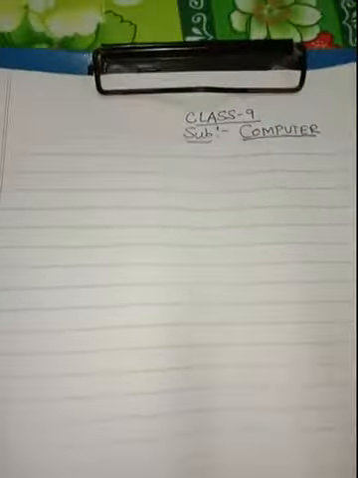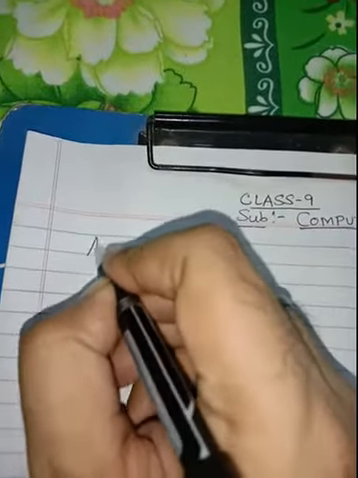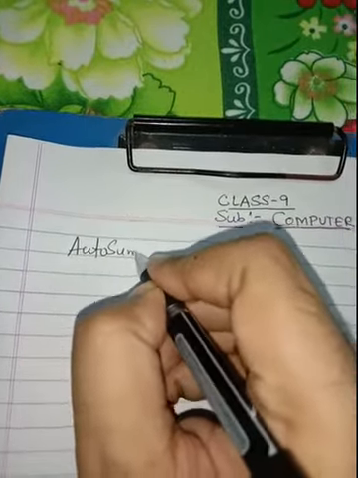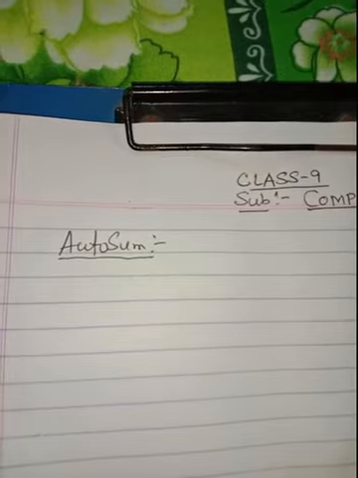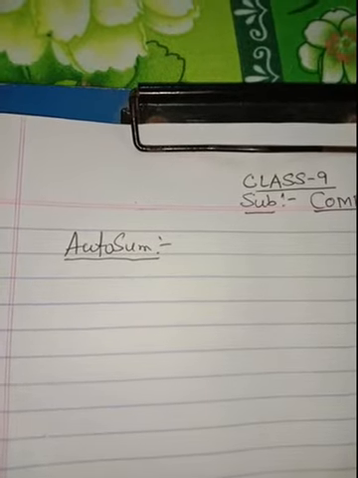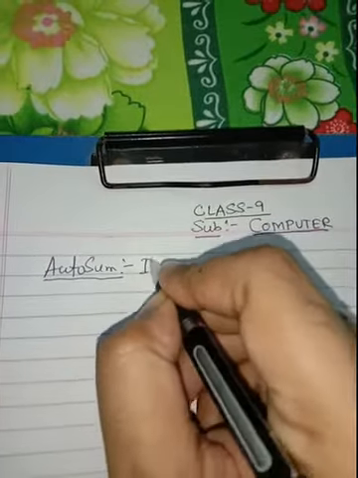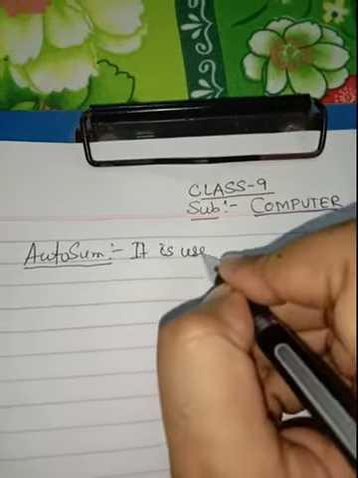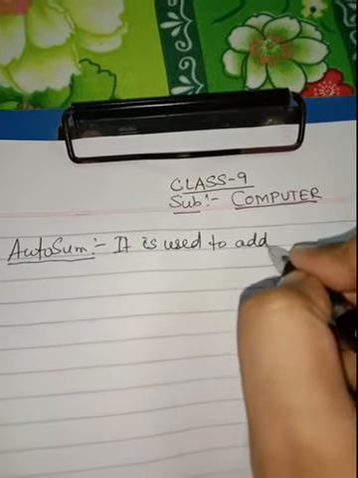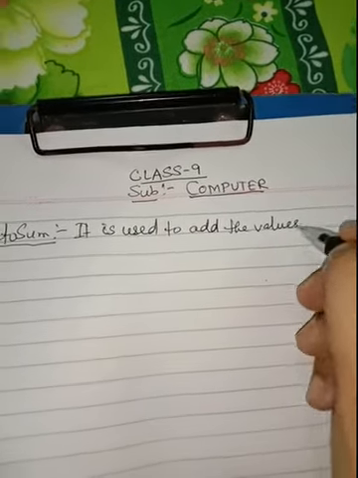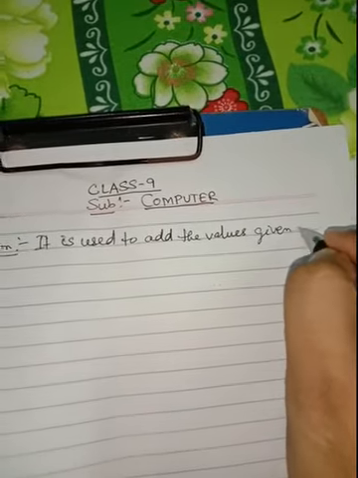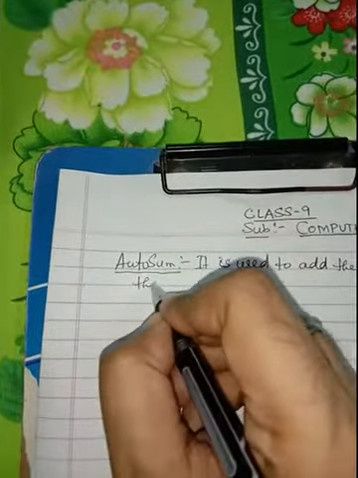So today we are going to discuss in this video the topic AutoSum. The AutoSum feature in MS Excel 2010 is used to automatically add the values given in the selected cell. So for what purpose is it used? It is used to add the values given in the selected cell.